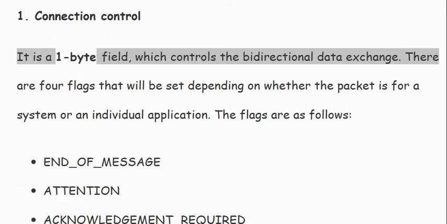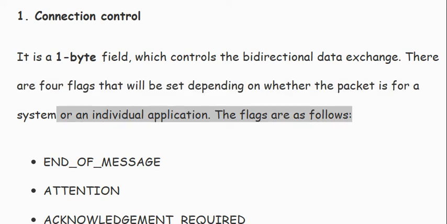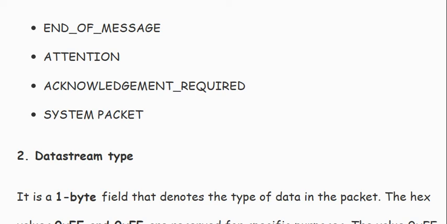1. Connection control. It is a 1-byte field which controls the bidirectional data exchange. There are 4 flags that will be set depending on whether the packet is for a system or an individual application. The flags are as follows: end_of_message, attention, acknowledgement_required, system packet.